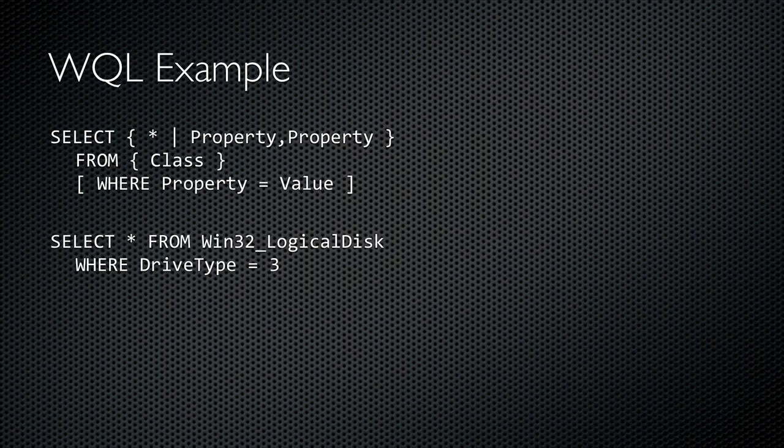You start with the keyword select, and then either specify star for all properties, or you can create a comma-separated list of properties. Then the keyword from, and the class you're querying. Finally, and optionally, you can specify the keyword where and a comparison of some kind. Only instances meeting your comparison criteria will actually be retrieved. For example, select all properties from the Win32_LogicalDisk class where the DriveType property is equal to 3.